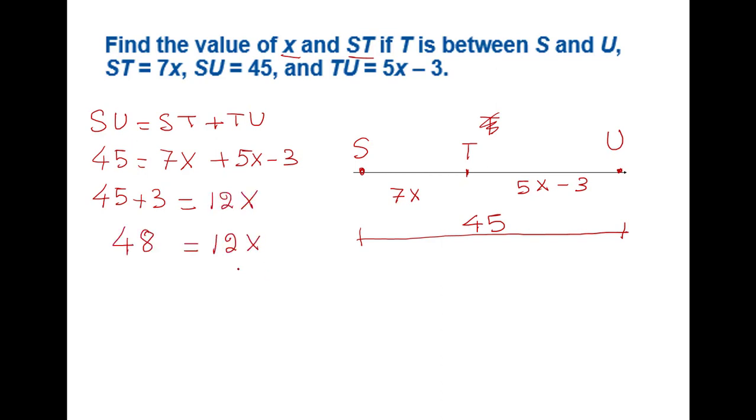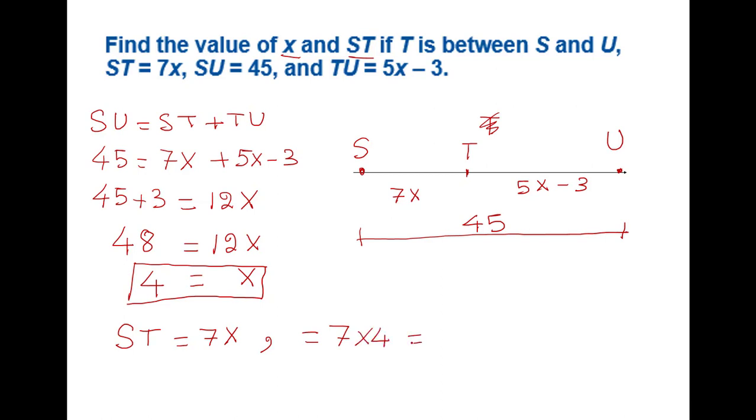I want the x alone. I'll divide by 12. It will give me 4. Now, this is my x. The other part is he wants ST. ST is equal here to 7x. So, I simply multiply 7 by 4, which is 28. And this is the second part of the problem.